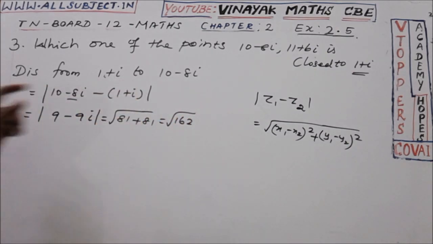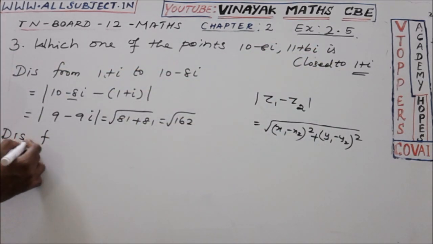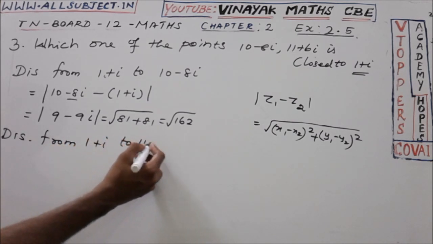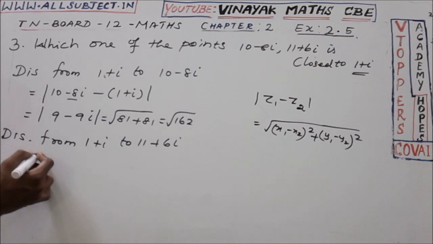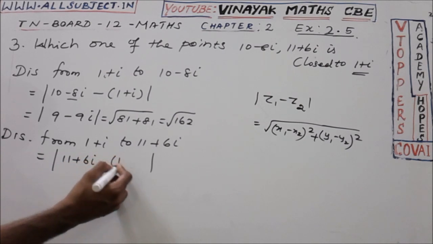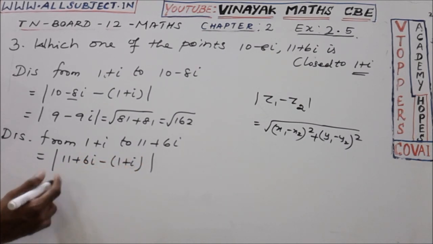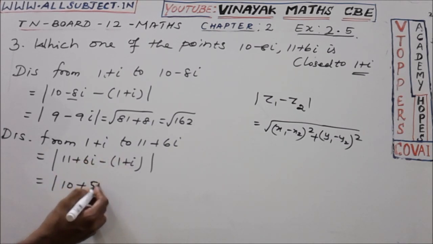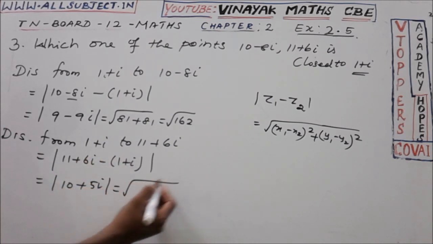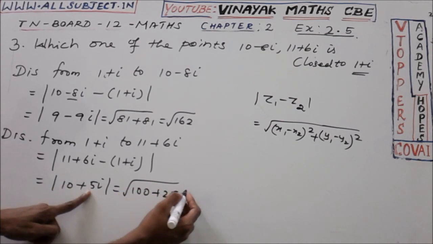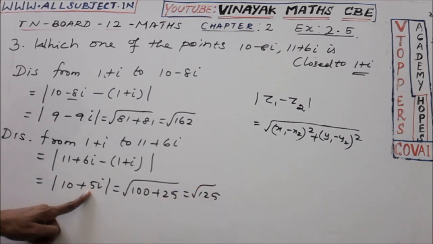Then the distance from 11 plus 6i to 1 plus i. Now, distance from 1 plus i to 11 plus 6i is equal to modulus of (11 plus 6i) minus (1 plus i). 11 minus 1 is 10, 6i minus i is plus 5i, that is equal to root of 10 square 100 plus 5 square 25, equal to root of 125.